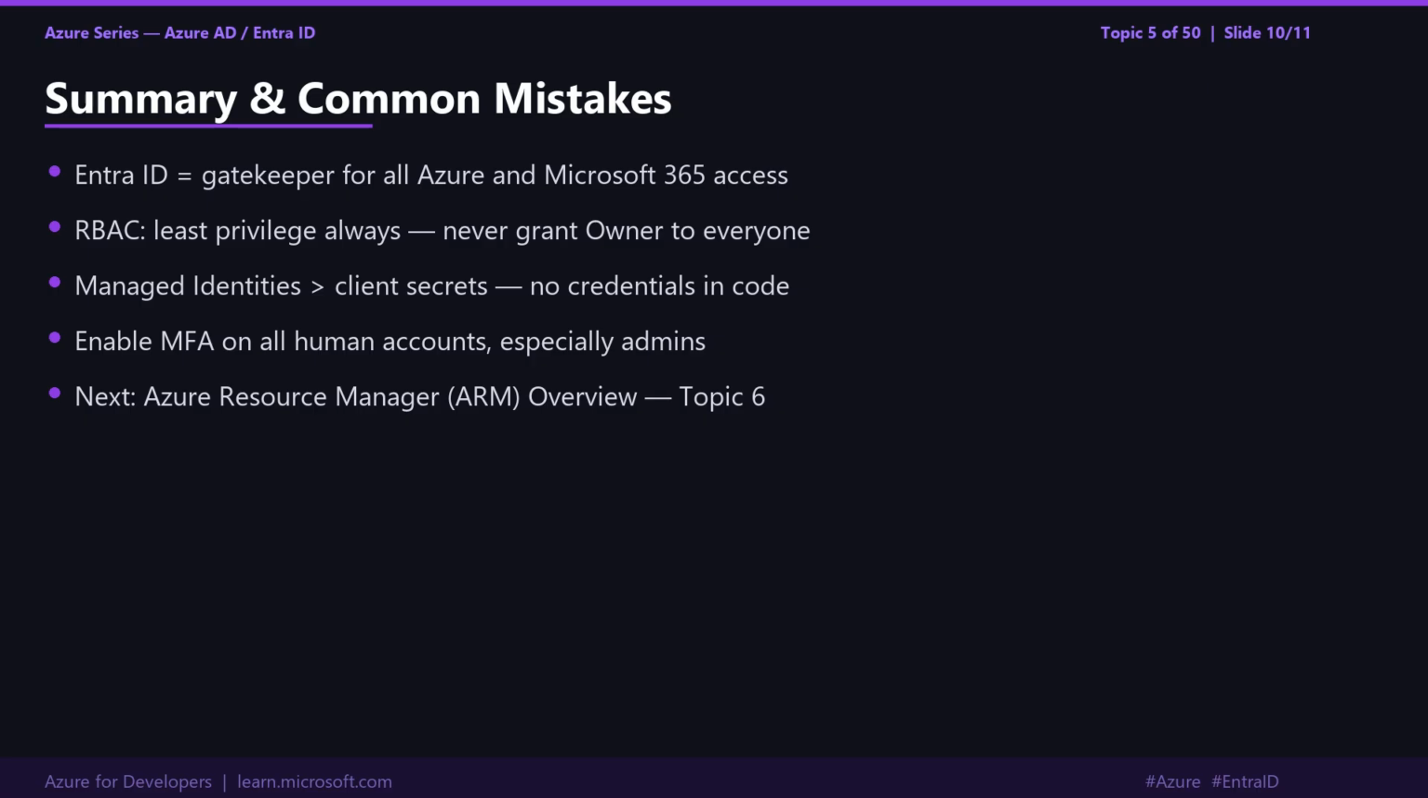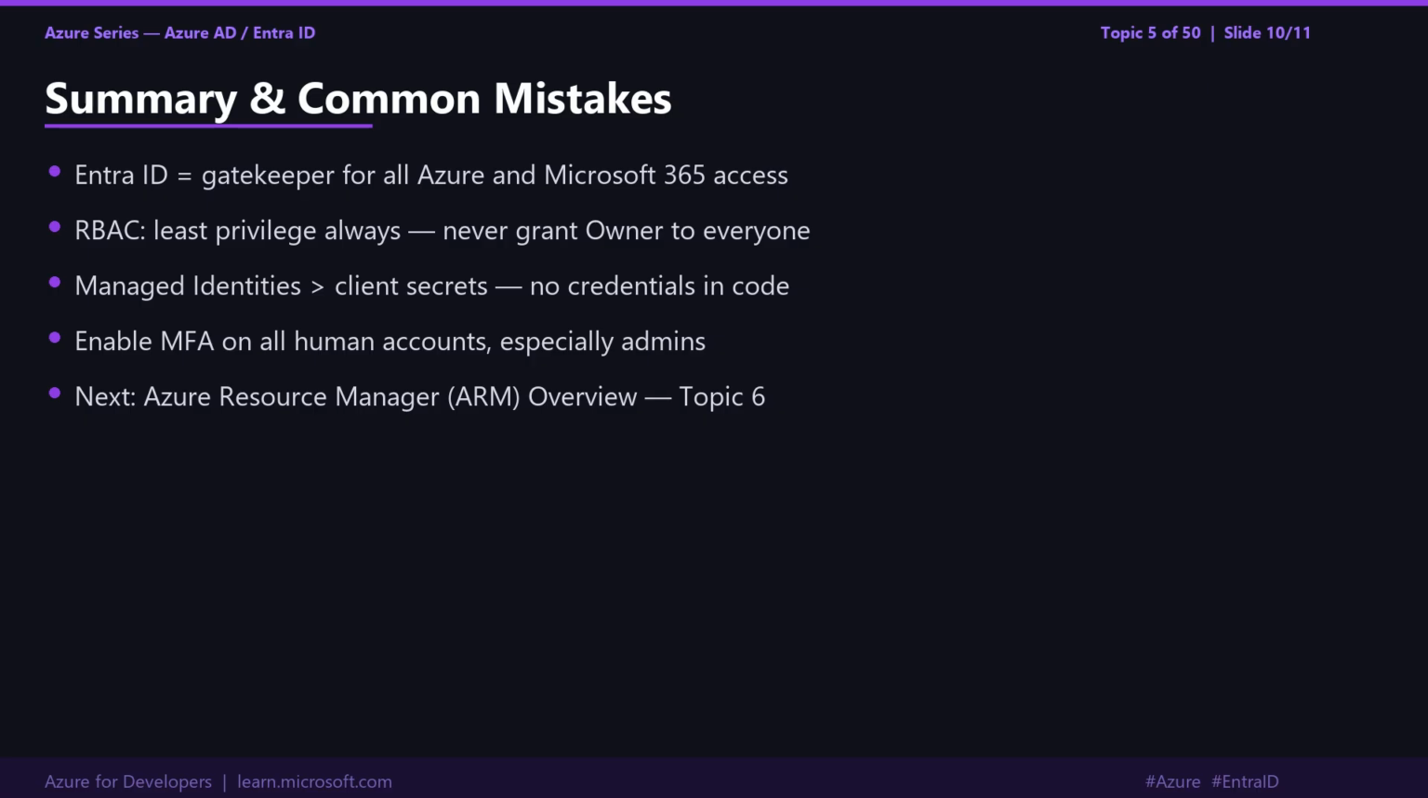The most common mistakes. First, assigning owner role too broadly. I see teams give every developer owner access to the subscription because it is easier than thinking about permissions. Owner means full access, including the ability to give others access. Use contributor for developers and restrict it to the resource groups they actually need.